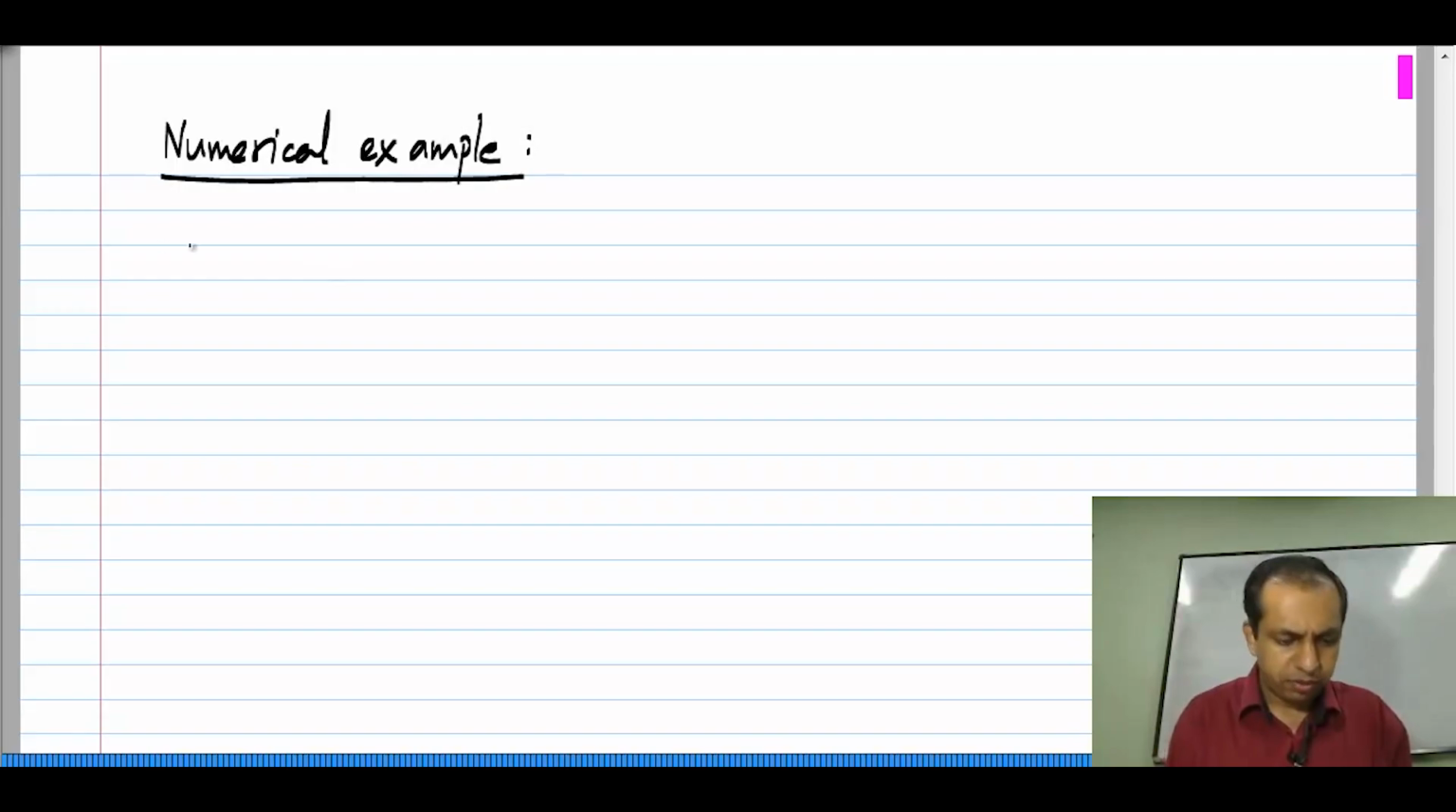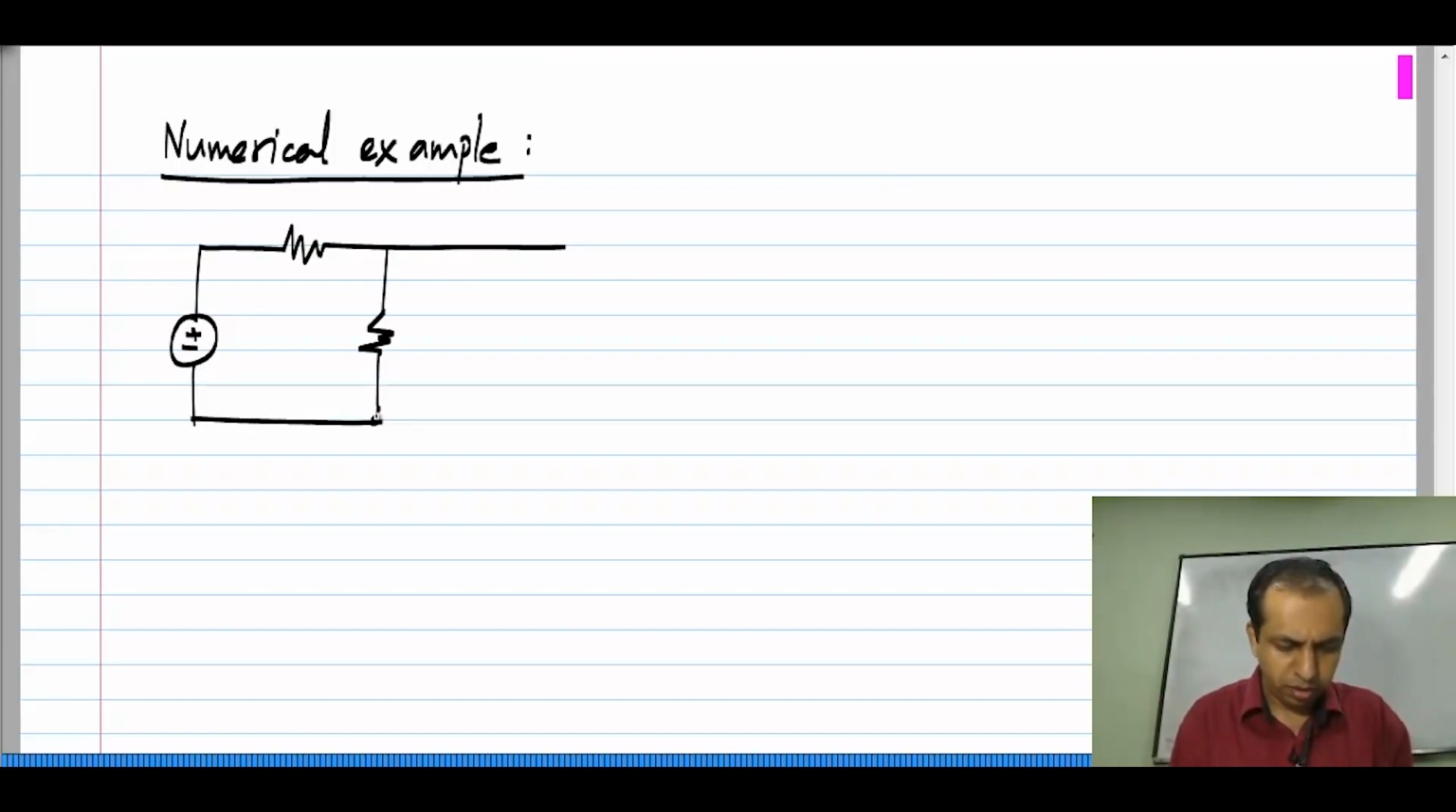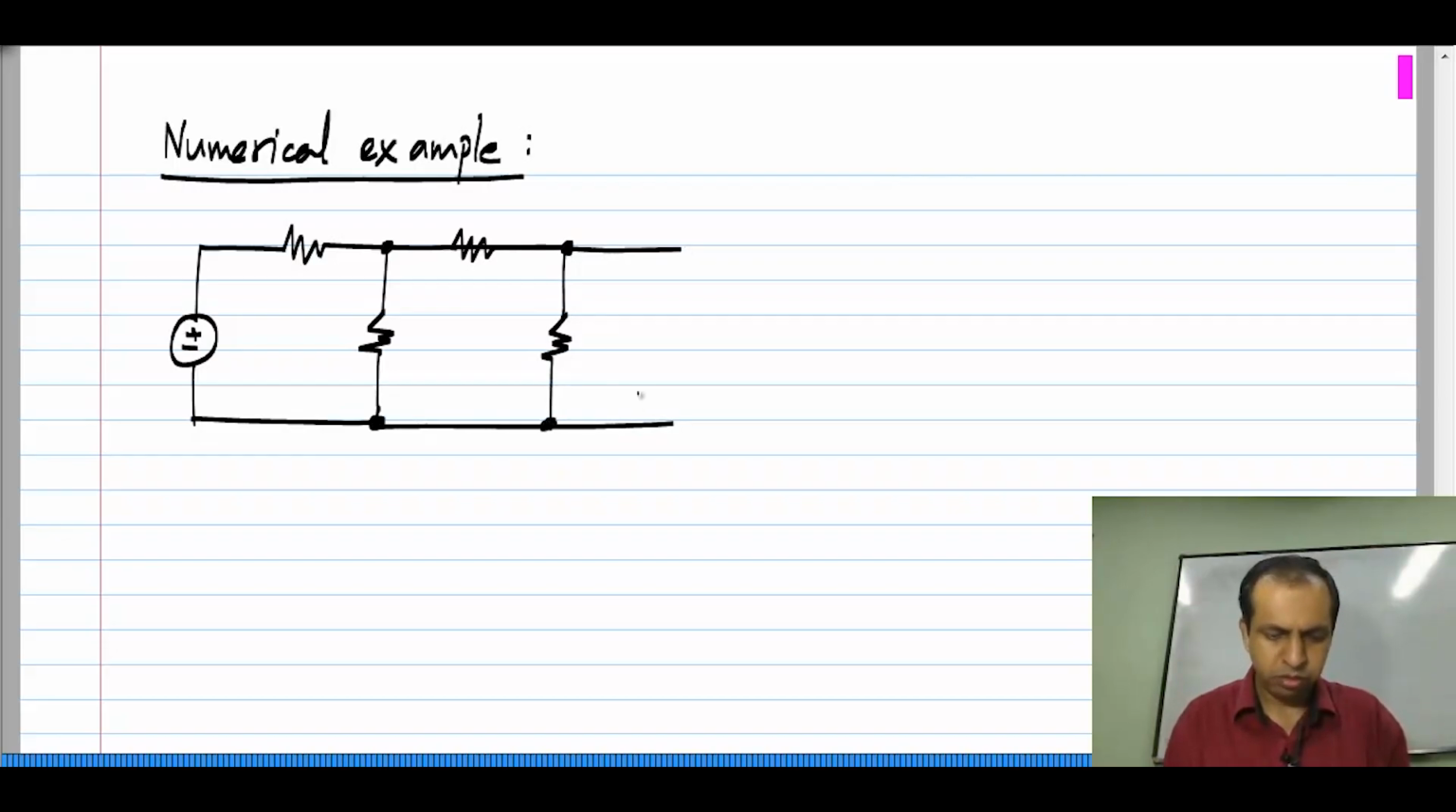Let me take an example. I will consider a simple circuit, but it can be anything. This is the circuit given to me. Let us say this is V naught and this is R, 2R, R and R, and I want to model it at these two terminals.